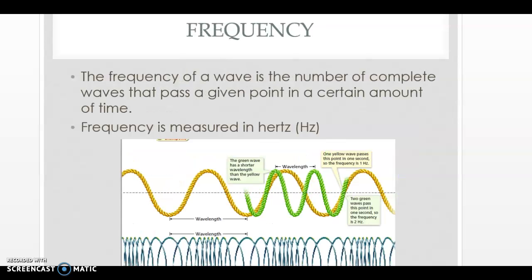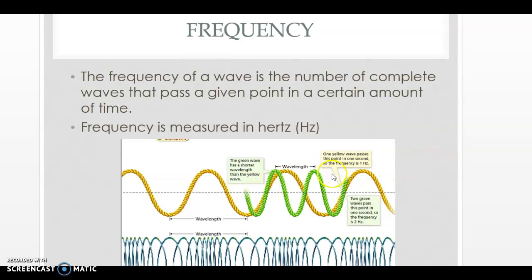So frequency then is the number of complete waves that pass a given point in a certain amount of time. So right here we've got the 2 green waves pass this point in 1 second, so we have a frequency of 2 hertz. And then the yellow wave passes a certain point, we have a frequency of 1 hertz. So depending on how many pass during a certain amount of time, we can talk about the frequency of it. And frequency is always measured in what we call hertz. We'd have to be able to tell over a certain amount of time how many wavelengths pass through. And a wavelength is the distance from one corresponding part to the next corresponding part. If we were able to slow down a video and see how quickly that was, we can tell what the frequency is.